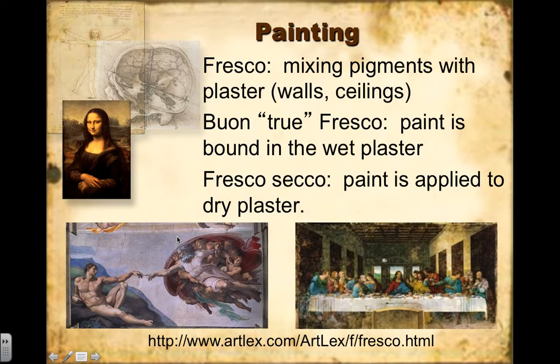So a fresco, that's a type of painting. It's created on walls, or it's more like a mural. It's when you mix pigments with plaster on walls or ceilings. And a true fresco is when the paint is bonded with the wet plaster. Those tend to hold up a lot better because the paint dries within the plaster, versus a fresco secco, in which the paint is applied to dry plaster. So a lot of times that paint will end up chipping off.